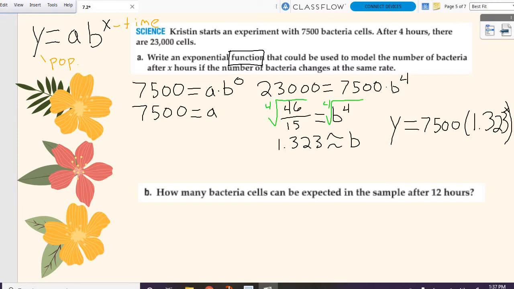My second part of the question asks us, how many cells would we have after 12 hours? So we're going to use that same function that we just found from the previous answer and plug in 12 for my time. Then we're going to plug all of that into our handy dandy calculator.